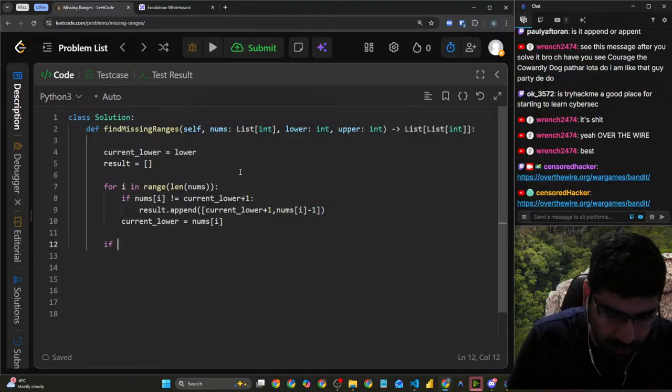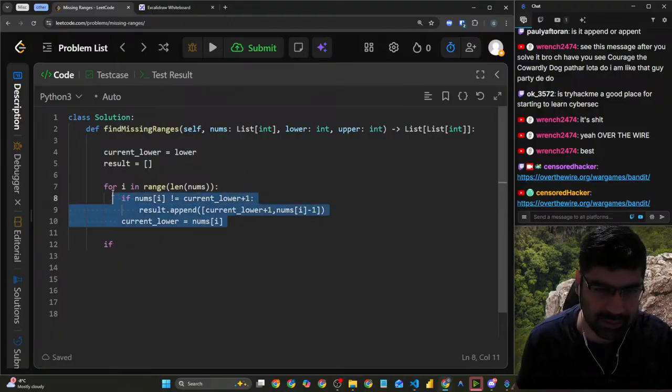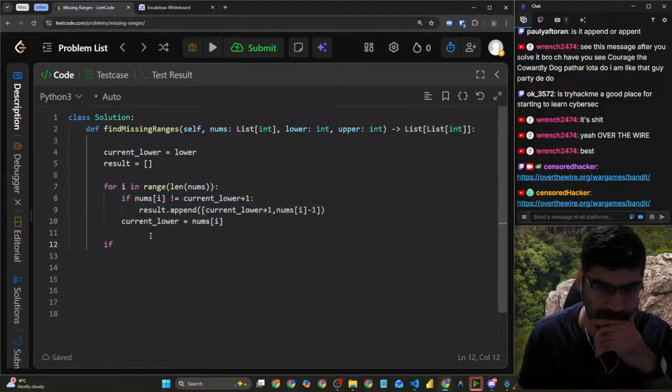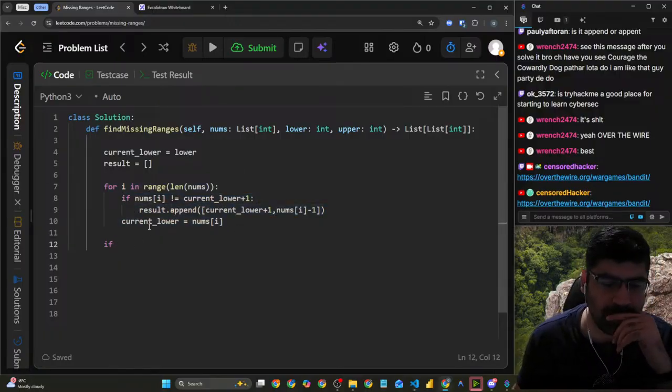Okay, going back. So we will create all this. Current lower will become the latest one.